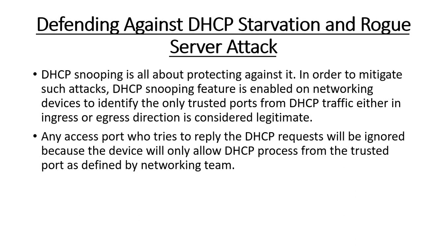And if we talk about the rogue server attack, then we can enable DSCP snooping. What will happen when we enable DSCP snooping? It will allow the switch to accept DSCP transactions directed from a trusted port. So whatever it receives from a trusted port, it will accept directly. These are the two mitigations for DSCP starvation and rogue server attacks.